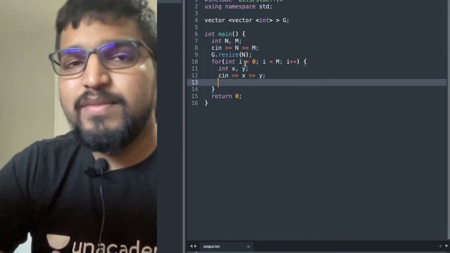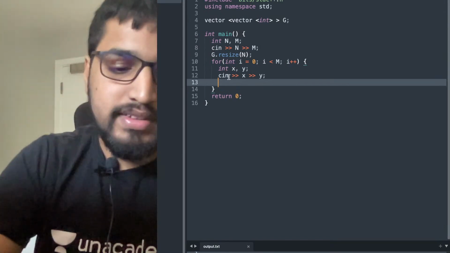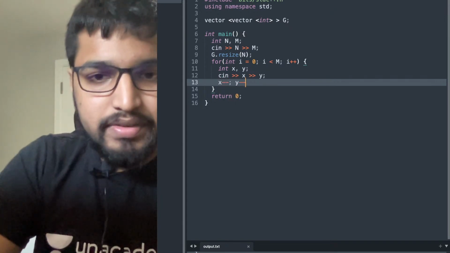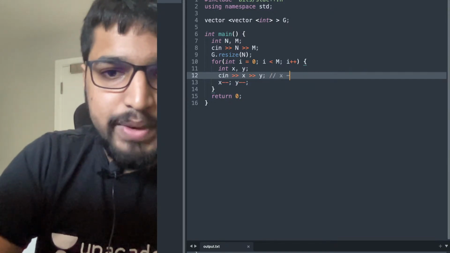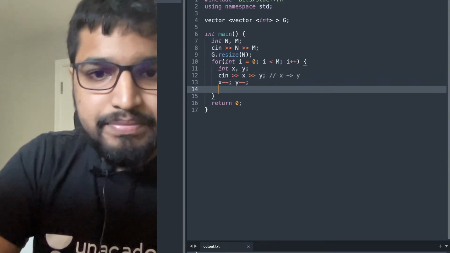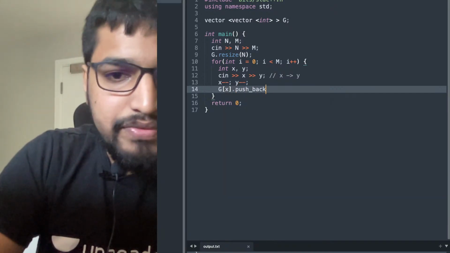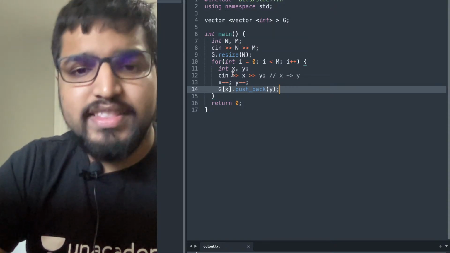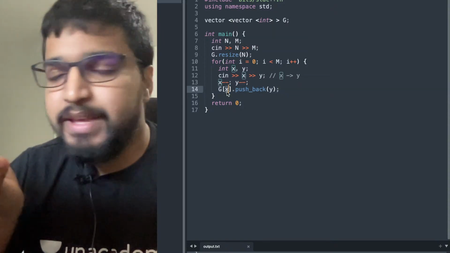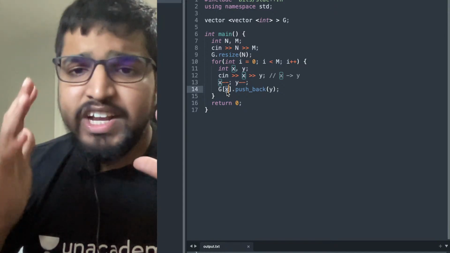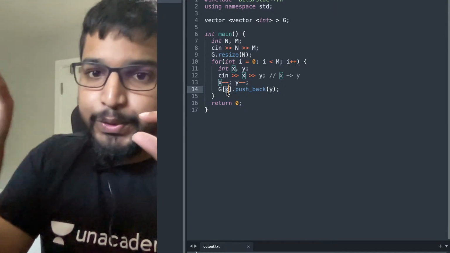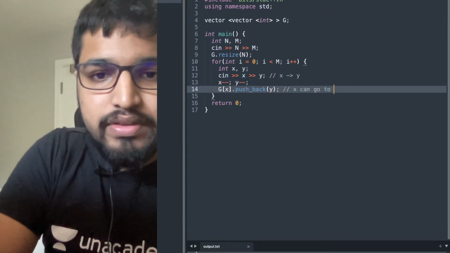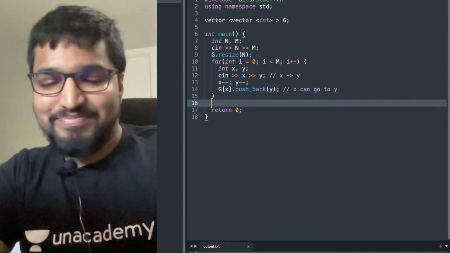Since the numbers are 1 indexed, I'm converting to 0 indexing. The numbers are from 1 to n, and it's convenient to store them in 0 indexing, so I'm going to reduce them. The edge goes from x to y. Now g of x dot push_back y. Note that this is a vector of vectors. The xth vector is going to contain all nodes that x can go to. I'll tell you why it's going to be useful later.